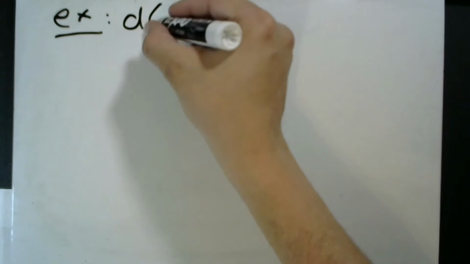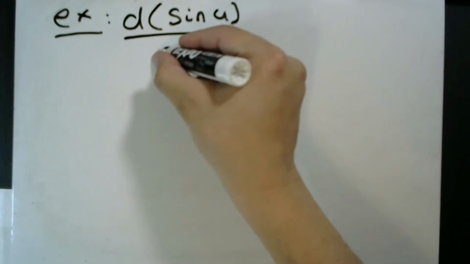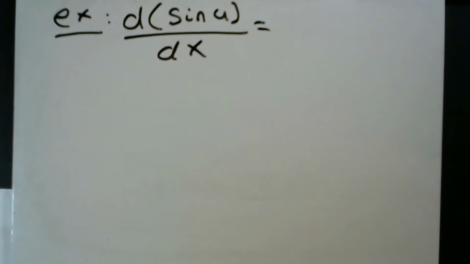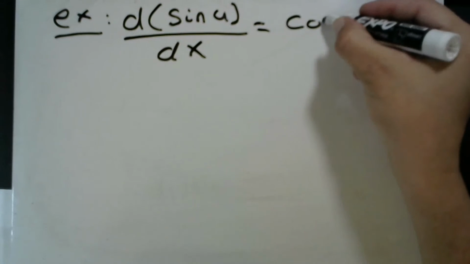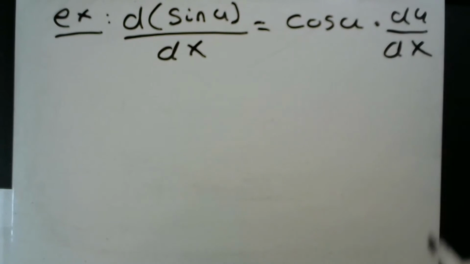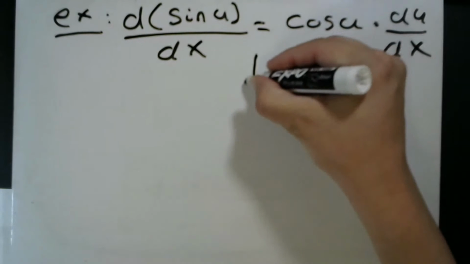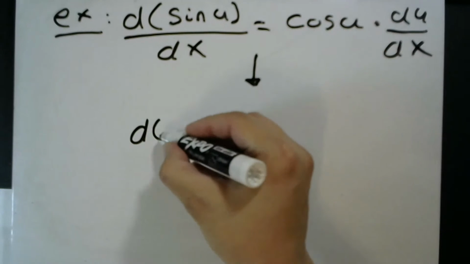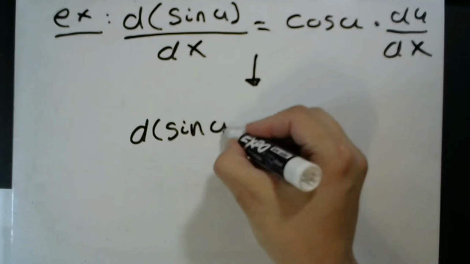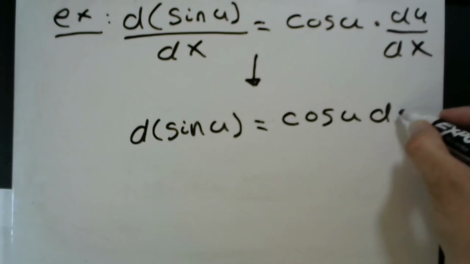So we have d sine of some function u of x dx. Well, using the chain rule, we get the cosine of u, and then du dx, whatever function u happens to be. It could be x squared, it could be square root of x. And so that means we can think about this as if we were multiplying both sides by dx. And we would get d sine of u is cosine of u du.